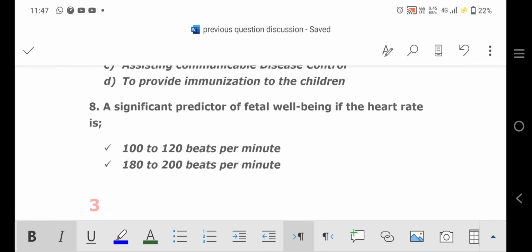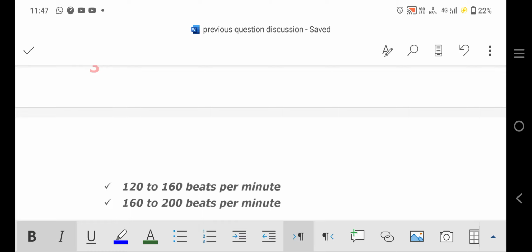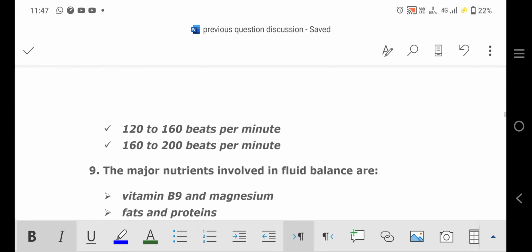The answer is normal fetal heart rate. The answer is option C, 120 to 160 beats per minute. If it goes less than 90, then the fetus will be in a very acute stage of fetal distress. So less than 110, we have to be alert.